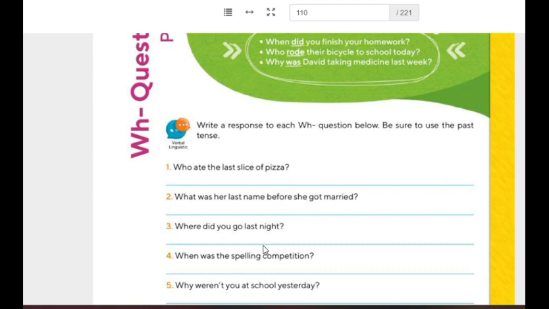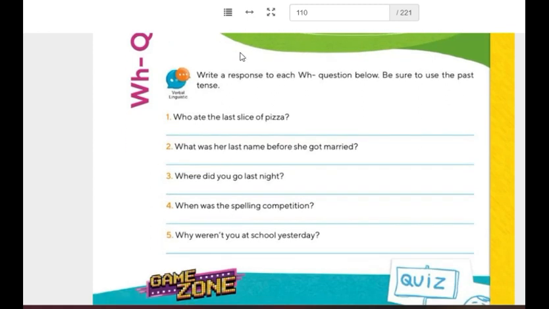So for example, in number 3, where did you go last night? As you can see, all of them are questions in the past. So your answer must be in the past. If I say, where did you go last night? You have to say, I went. Not go, okay? Remember, because we are talking in past. I went. Guys, remember, when we use the helping verb did, the verb must go in simple present, like this one, okay?